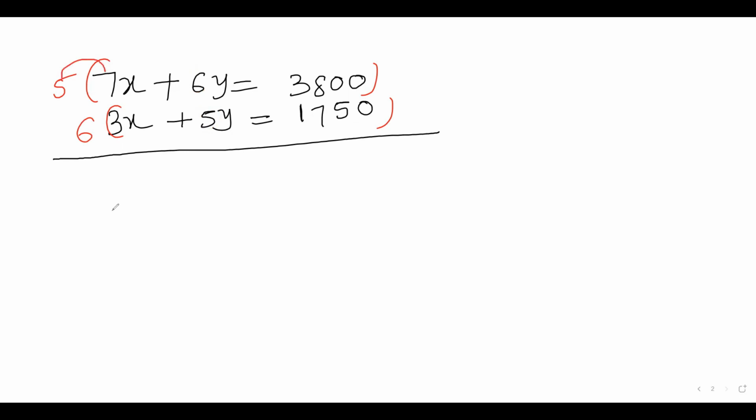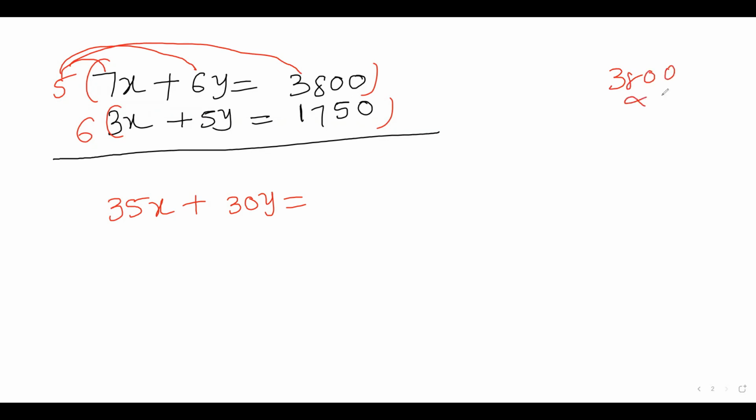5 sevens are 35x. 5 sixes are 30y. What is 5 into 3800? 5 zeros are 0, 0. 5 eights are 40.